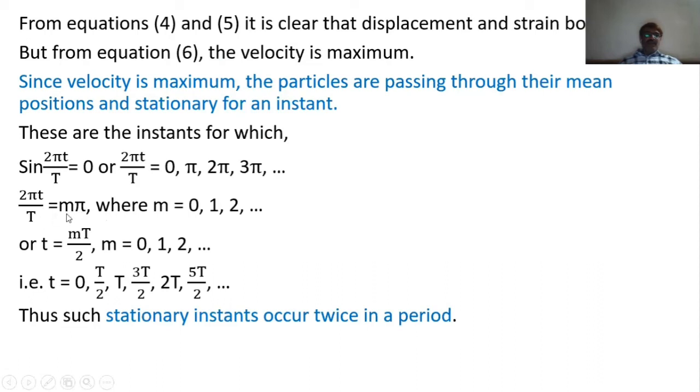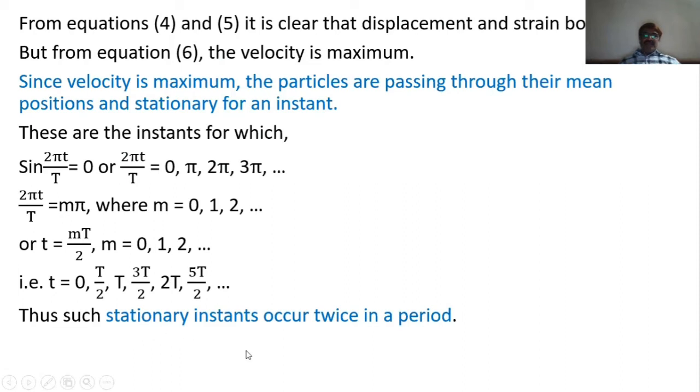Okay, so 2πt/T equals mπ, where m equals 0, 1, 2, and so on. So what is t? It will be m times T/2. π gets cancelled, where m equals 0, 1, 2, and so on. In this way, the stationary events where the particles are passing through their mean positions with maximum velocity are 0, T/2, T, 3T/2, 2T, etc. And the important thing is that when you go from 0 to T, there are two such instants, that is at 0 and T/2.